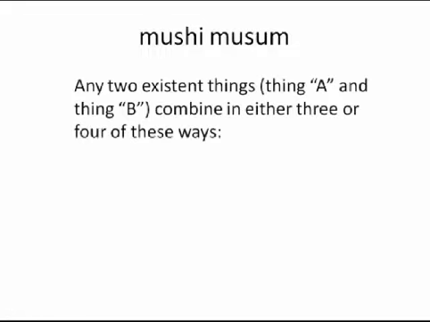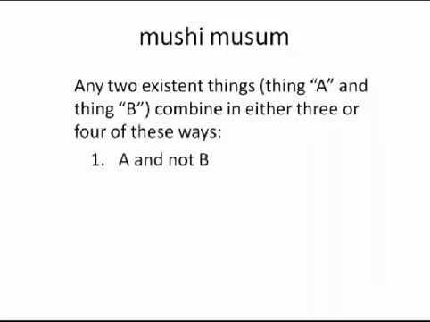Okay, Mushi Musum. Let's start by considering any two existing things. They have to combine in either 3 or 4 of the following ways. So we're going to look at thing A and thing B, which could be any existing thing. And we're going to look at 4 different relationships, and either 3 or 4 of these relationships must be true.